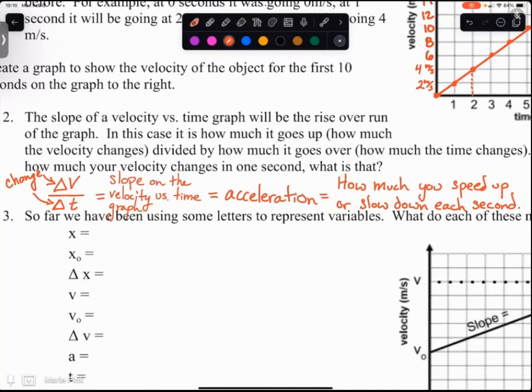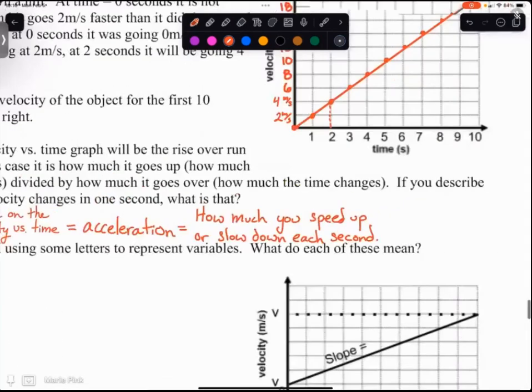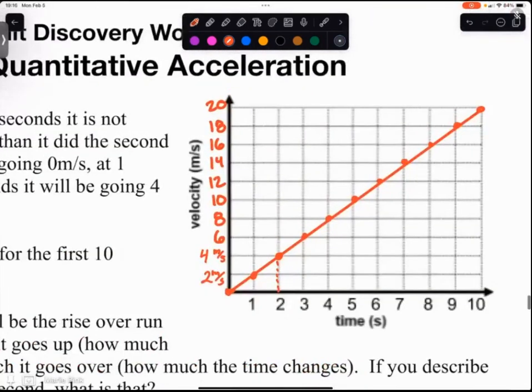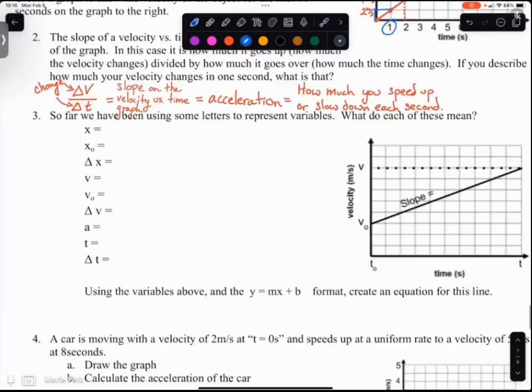So we know that acceleration is the slope on your velocity versus time graph, but we also know that this is how much you speed up or slow down each second. So in this case, for the one up here, we are speeding up by 2 meters per second, because that's how much it changes every second. So every second you're going 2 meters per second faster, which means that my acceleration is 2 meters per second each second.